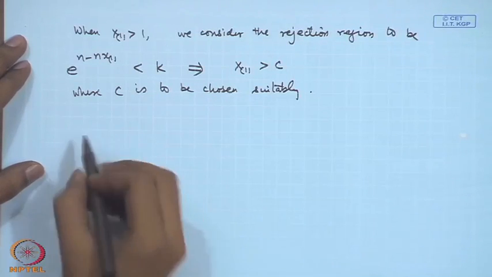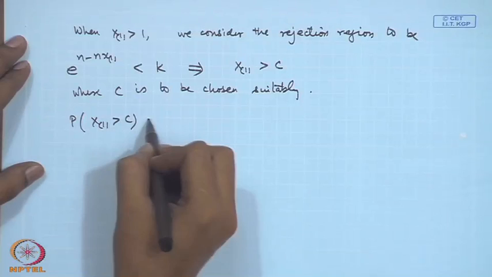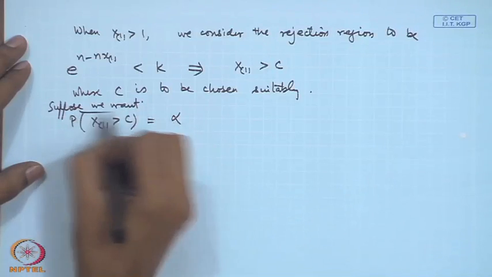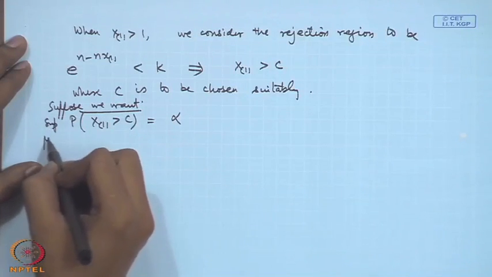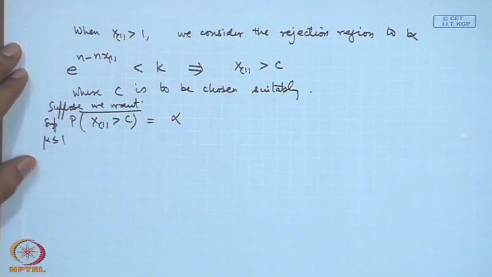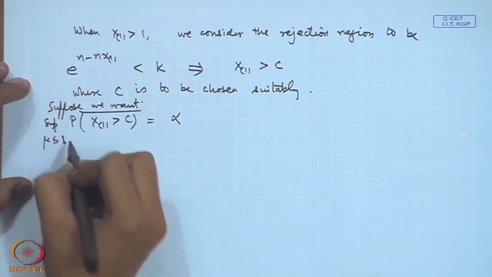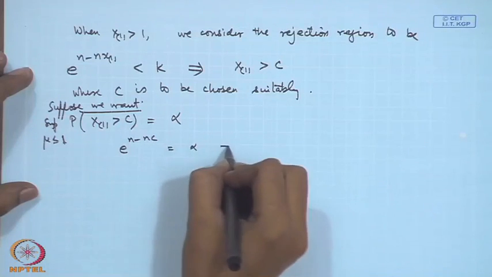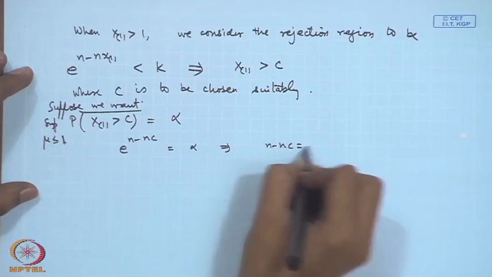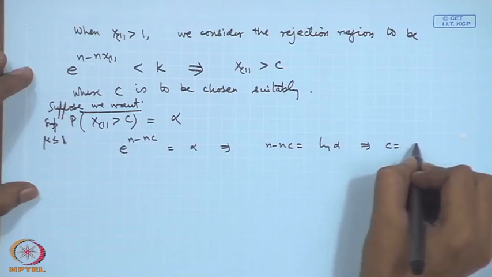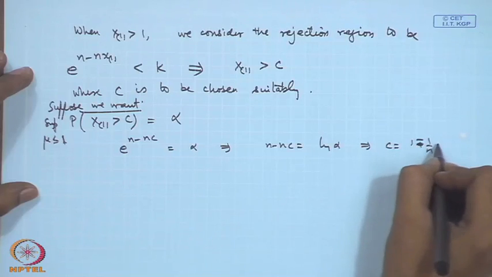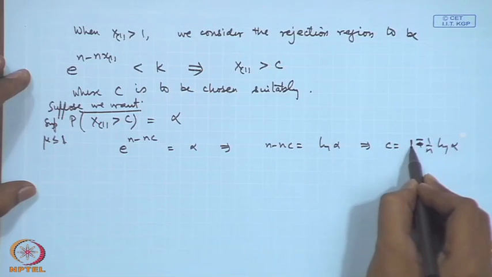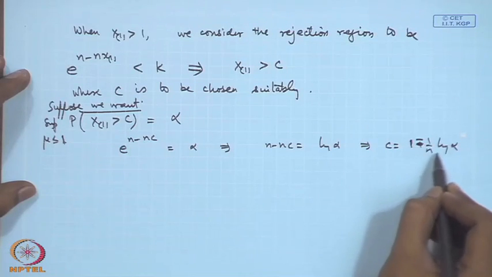As an example, we may consider, say, probability of x 1 greater than c is equal to, say, alpha. Suppose we want this for supremum of mu less than or equal to 1. If we consider this situation, then this is equivalent to e to the power n minus n c is equal to alpha. That means n minus n c is equal to log of alpha, or we can say c is equal to 1 plus 1 by n, 1 minus 1 by n log alpha. So, you are actually rejecting for a value slightly higher than 1.